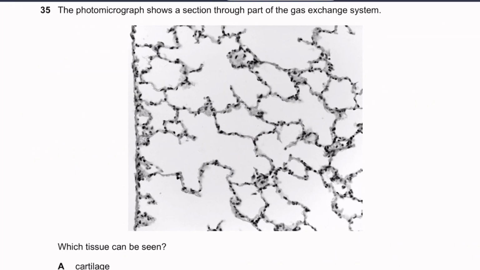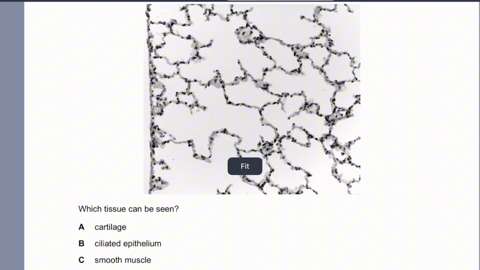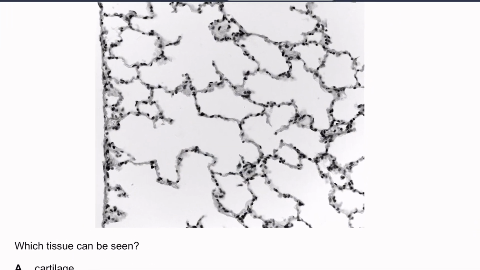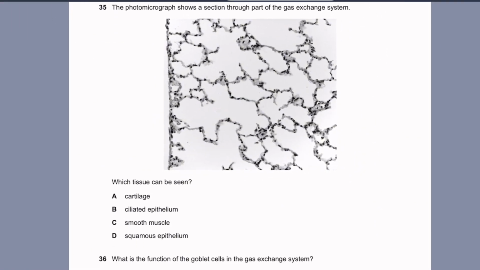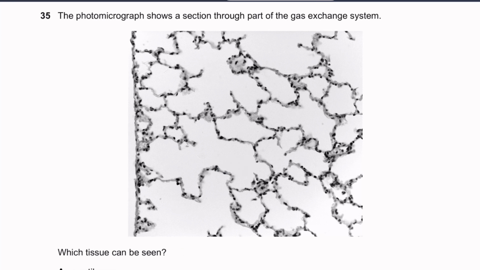The photomicrograph shows a section through part of the gas exchange system. Now, which tissue can be seen? So you can see a cross section, and these are some cells, definitely. Can you see cartilage? Can you see ciliated epithelium? Can you see smooth muscle? Can you see squamous? So I feel like this is the alveoli, the cross section of the lungs and the alveoli.